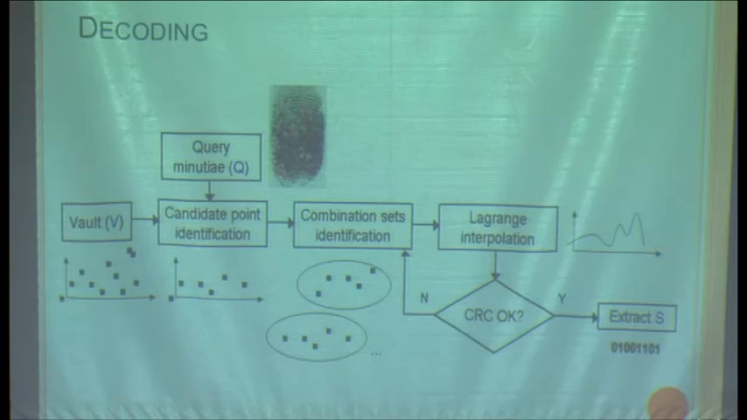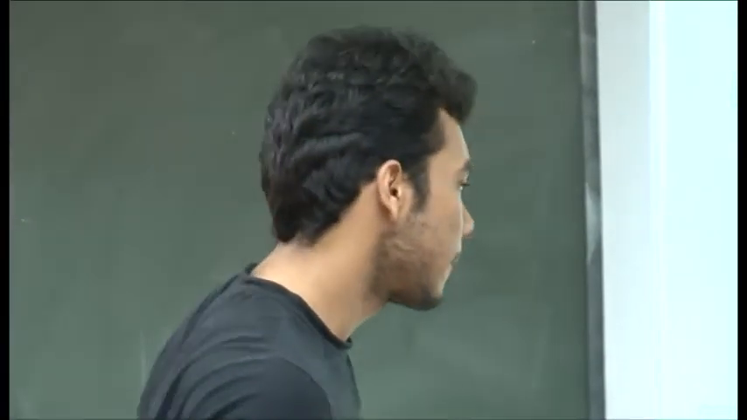In the decoding phase, the user comes with a query minutiae set. From this query, we create the composite vector, feed it back into the system, and find out which are the genuine points in the system. If the genuine points that we get are enough to reconstruct the whole polynomial, then we release the key.